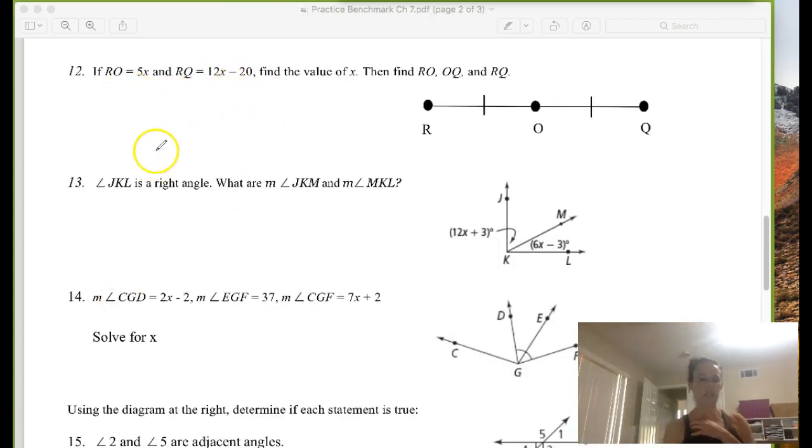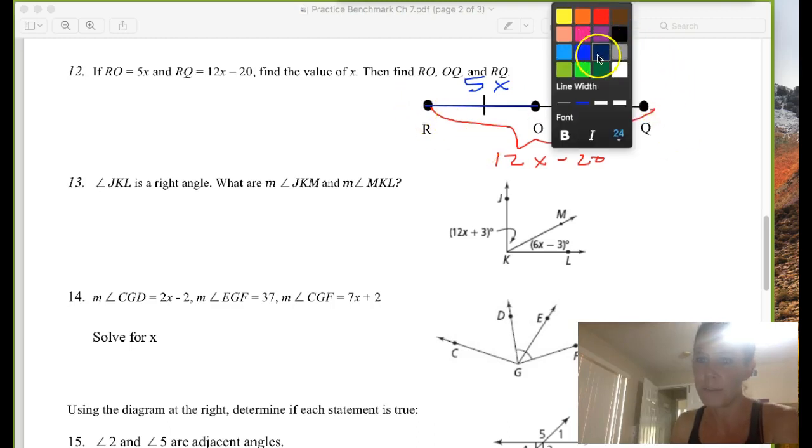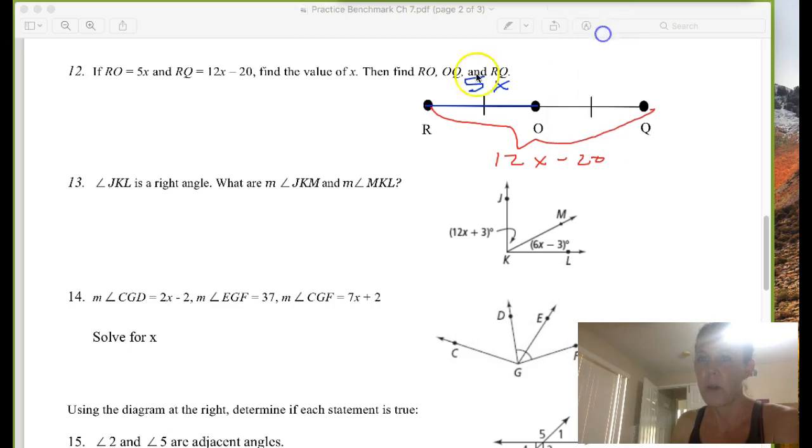All right, guys, this one's similar to number 10, a little different. If RO, that's this section here, is 5x, and then they tell us the whole thing, RQ, is 12x minus 20. Now we need to find x, and then we need to find RO, OQ, and RQ. So we just need to find all the pieces. So let's look at what we have. If we know that this is 5x, they told us this is congruent to this. Use that. If these segments are congruent and that's 5x, this must also be 5x. And this plus this is going to be the total.